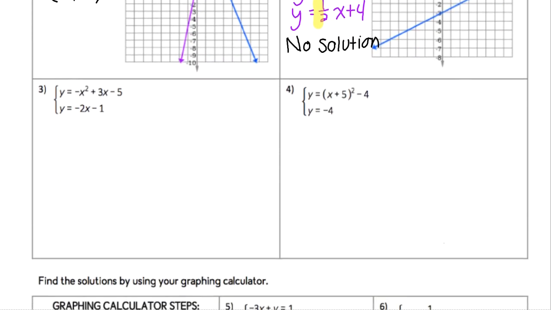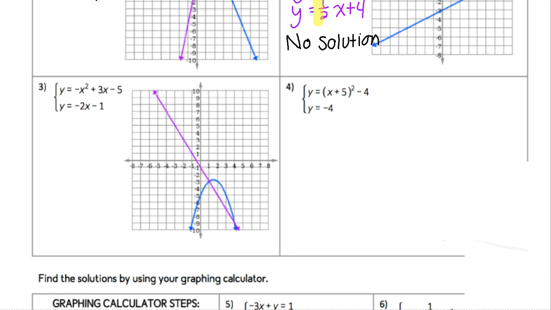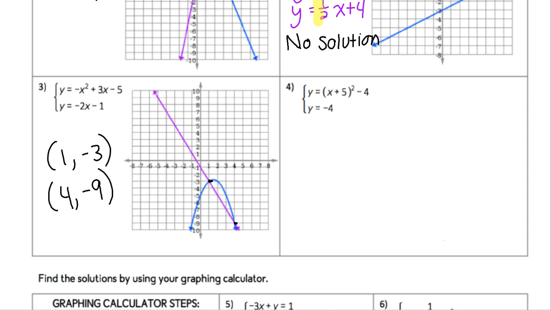Let's look at number 3 and 4 now. For number 3, we have a quadratic and a linear. So you're going to graph that parabola, and then you're going to graph the straight line. When you do that, you get a graph that looks like this. And we are looking for their intersection points. I can find 2 here. There's one down to the left and one up to the right. Those intersection points are at (1, -3) and the other one is at (4, -9).